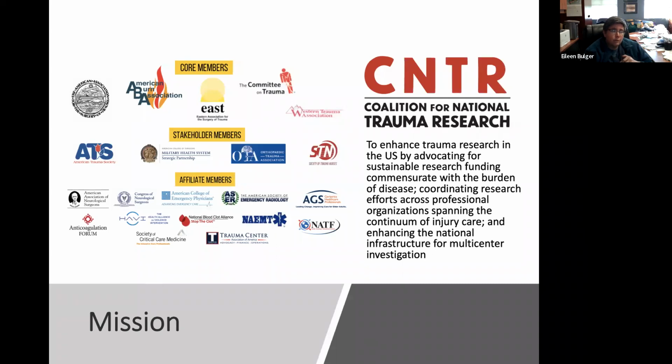Next slide. This project has been managed and led by the Coalition for National Trauma Research, and we are incredibly grateful to all of the partners you see on the slide here who are members of our coalition. The mission of the Coalition is to enhance trauma research in the United States by advocating for sustainable research funding that's commensurate with the burden of disease, coordinating research across professional organizations that span the continuum of injury care, and really enhancing our national infrastructure for multi-center investigation. And I think you'll see that this project is an example of how the Coalition meets that mission.